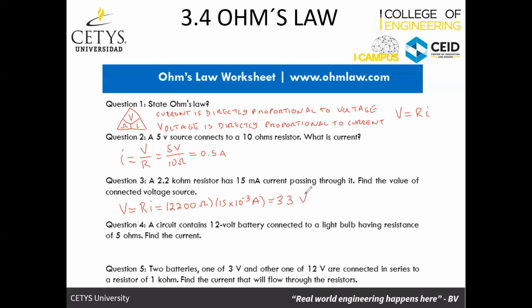And question number 4, it says a circuit contains a 12-volt battery that's connected to a light bulb having a resistance of 5 ohms. So find the current. It's the same as problem number 2, current is going to be equal to voltage divided by resistance. It's a 12-volt battery, and this is 5 ohms. It would be, I believe, 2.4 amps.